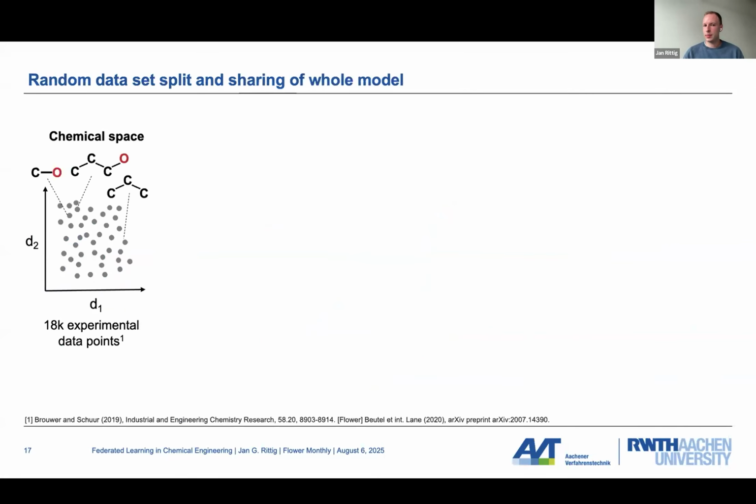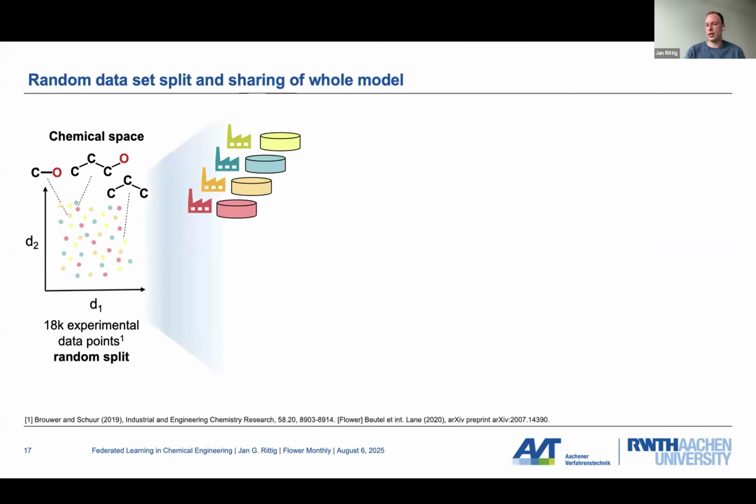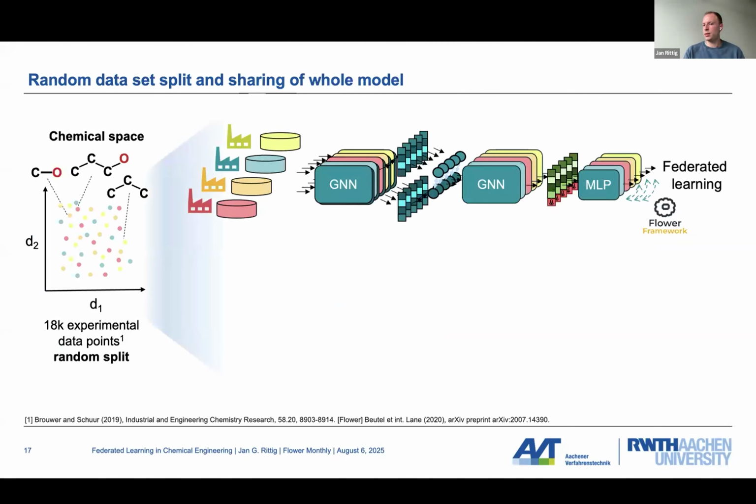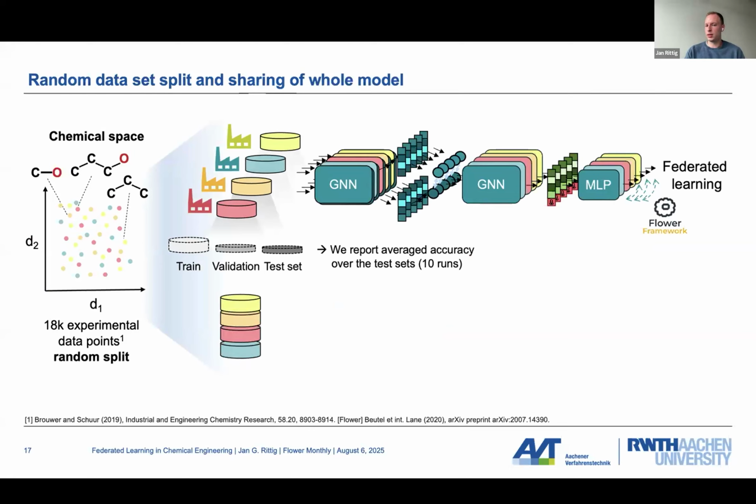So looking at the first setup where we randomly split the data, so we have this chemical space, we just randomly split it. Here we used a data set that is openly available to simulate this federated learning scenario, and we separate it into 4 chunks of equal size. And then we set up this federated learning framework using Flower that is used then to train the different graph neural network models. And for the individual data sets, we split them into a training, validation, and test set, and we report the average accuracy over the test set and repeat this for 10 runs.